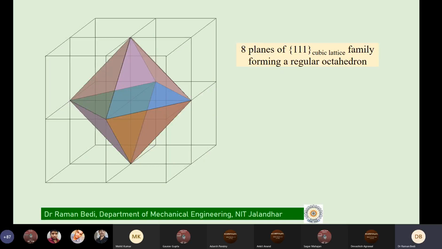There's one more way to look at the same thing, that the octahedron that you saw was being created like this.